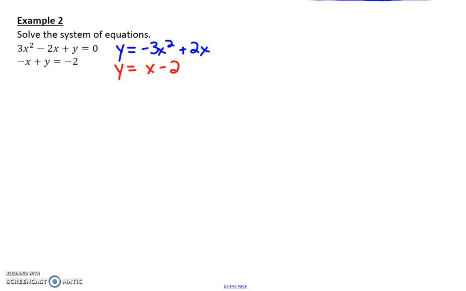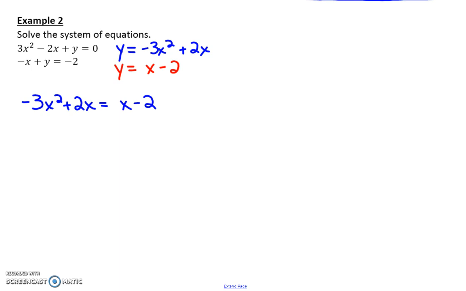And again, there are multiple ways you could solve these. This one, you could graph it if you want. If you use the graphing calculator, you might not get the exact answers. So what I'm going to do is do some substitution here. And so since they both equal y, we can say that negative 3x squared plus 2x equals x minus 2. So we're just setting them equal to each other because they both equal y.